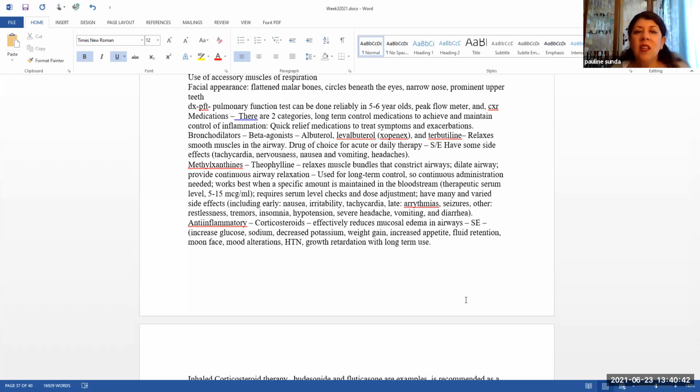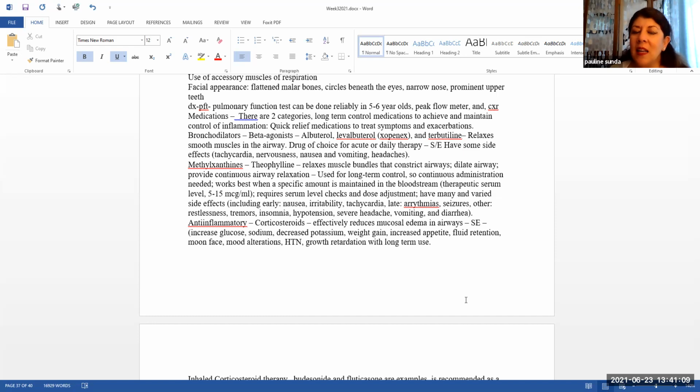So diagnosis, they can do pulmonary function tests, and these can be done fairly reliably in children 5 to 6 years of age. They can use a peak flow meter and a chest x-ray. Medications. We've got two categories: long-term control medications to achieve and maintain control of inflammation, and quick relief medications to treat symptoms and exacerbations.